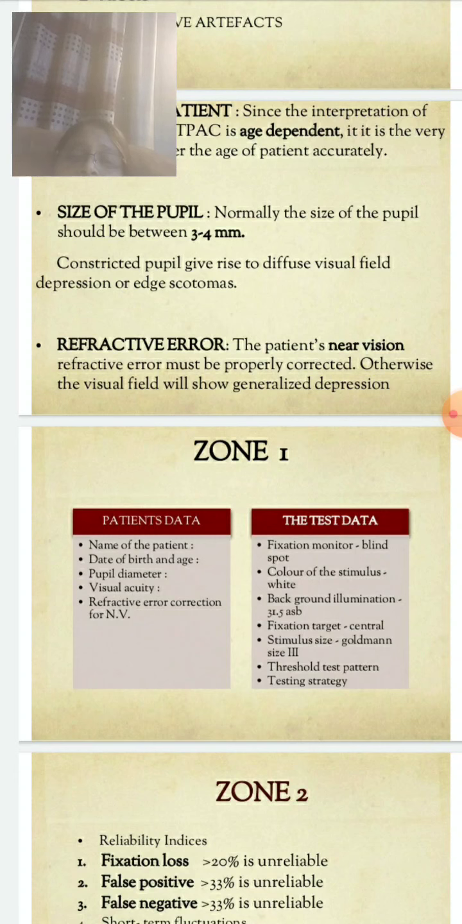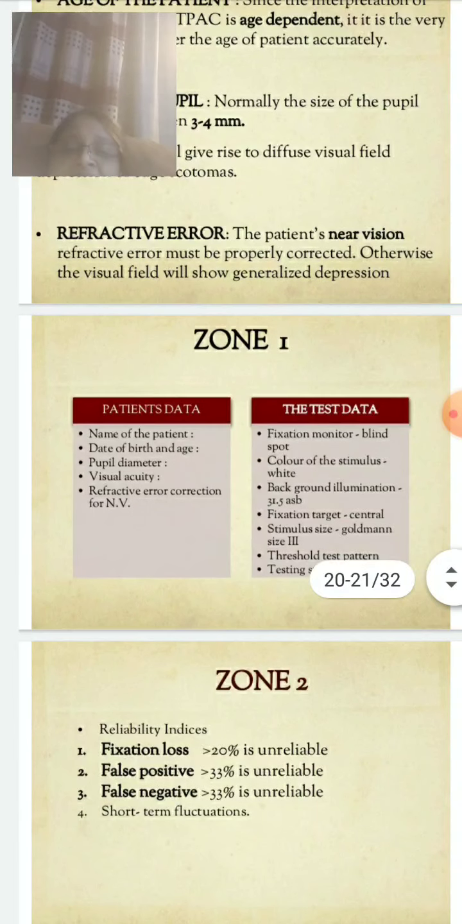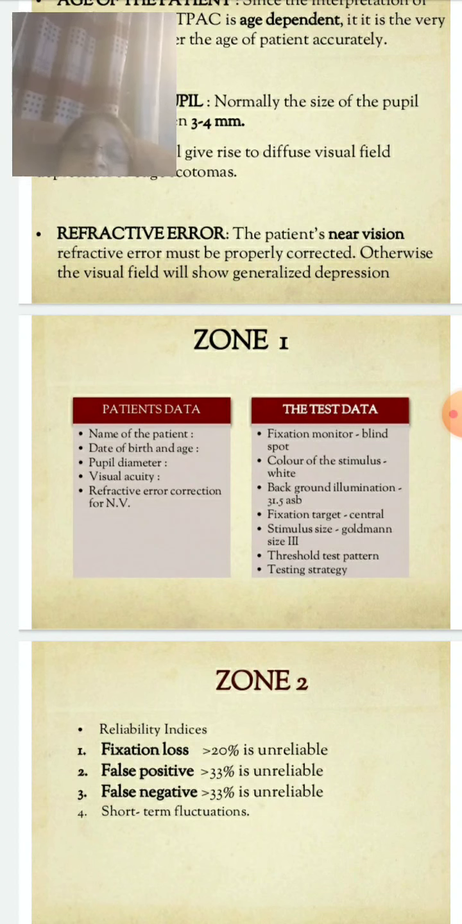Color of the fixation target means the patient fixes on the central golden point or the golden yellow light, and the perimeter, the Humphrey, first maps out the blind spot. This is called the fixation monitor. If the patient moves the eye, then this fixation monitor shifts, the blind spot shifts, and then fixation loss occurs. Other than that, the test data are given. Then the stimulus size. Normally, size 3 stimulus is used. The background illumination is 31.5 apostilbs.